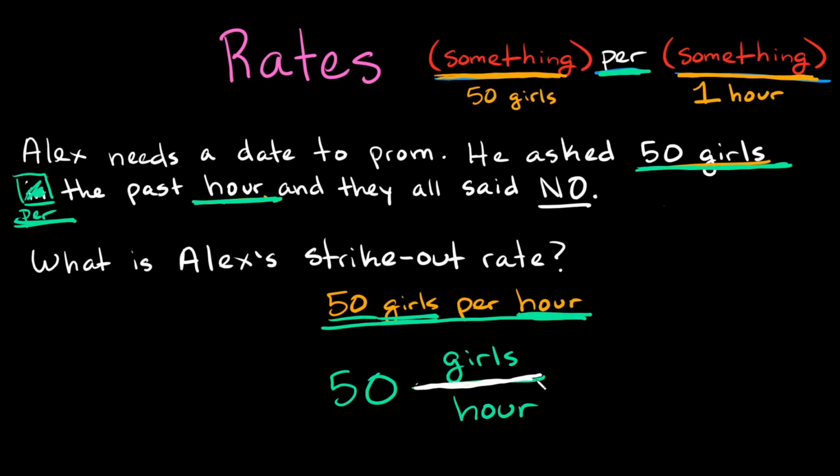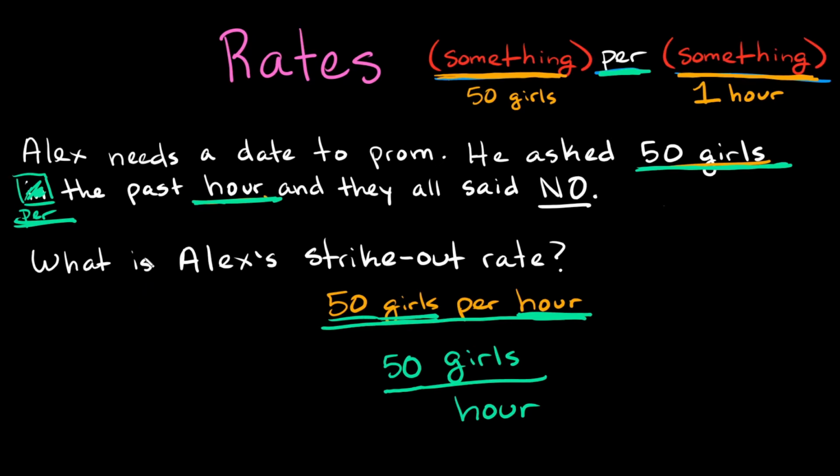This fraction bar, whenever you see this fraction bar, another way you can read that is by saying the word per. Okay, so that's why here I have girls per hour. Or if you wanted to put this number in your fraction, you could do that. Instead of putting it out front, if you wanted to put it in your fraction, you would put it in the top, okay? So then you would read this as 50 girls per hour.